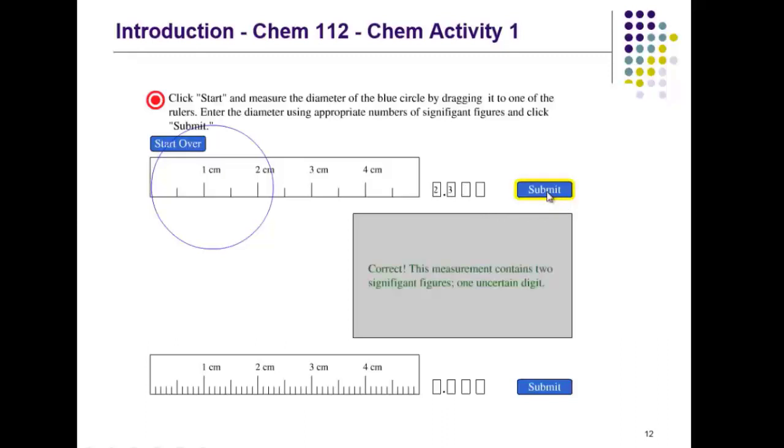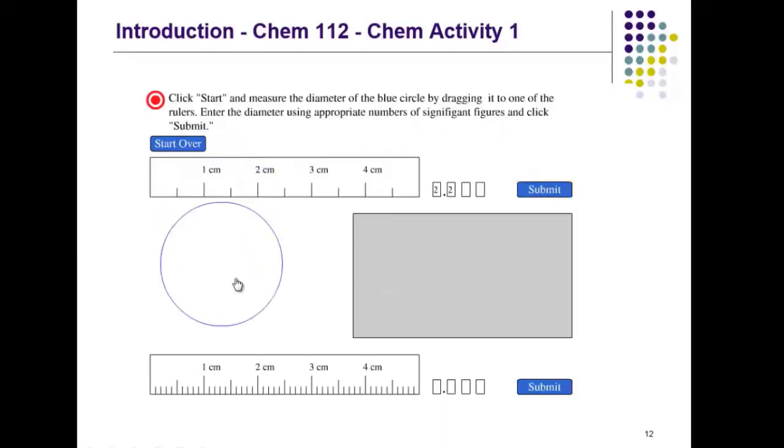We then submit. The correct measurement contains 2 significant figures. We are certain about the 2, and we are guessing about the 3. To make this point further, if we now insert 2.2 and submit, we're also told that this is the correct answer.